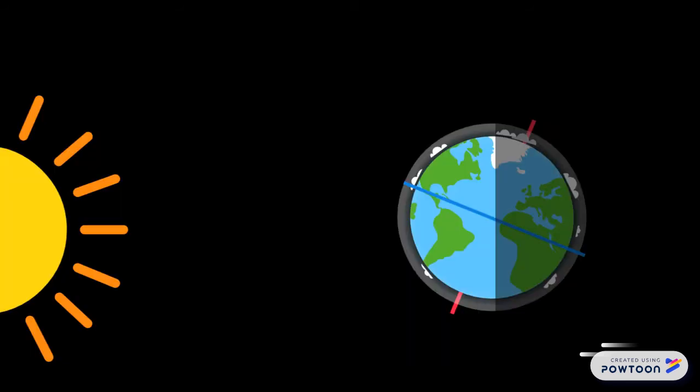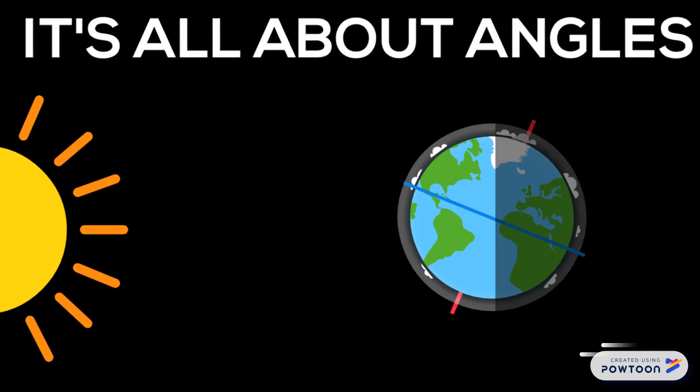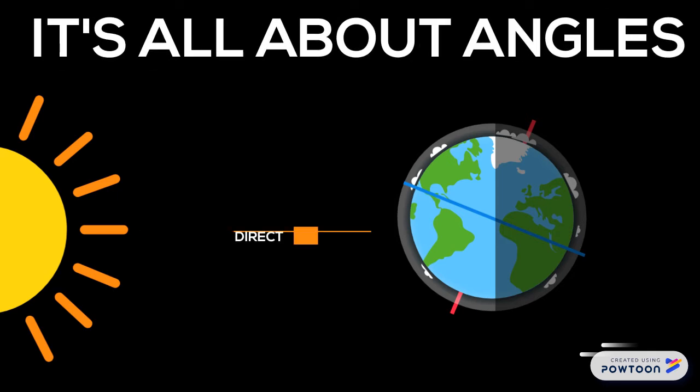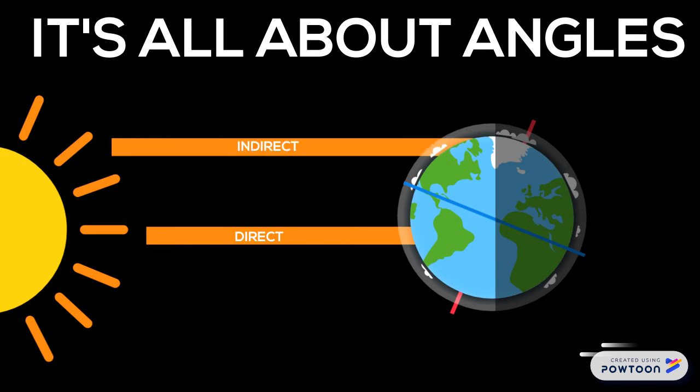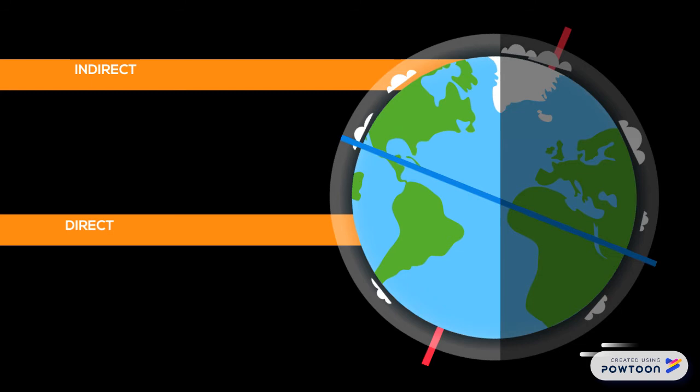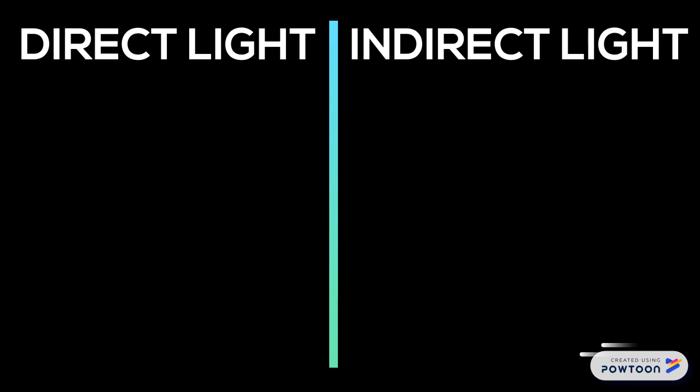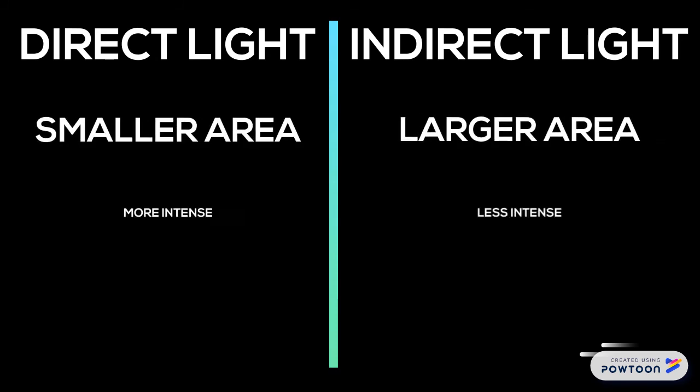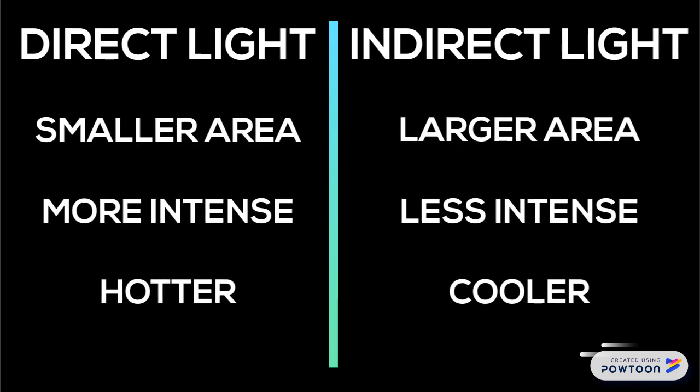At different times of the year, the sun hits the Earth at different angles. We have direct sunlight and indirect sunlight. Direct sunlight hits a smaller area of the Earth than indirect sunlight. Look at the different sizes of these two circles. Because direct sunlight hits a smaller area, it is more intense and therefore hotter.